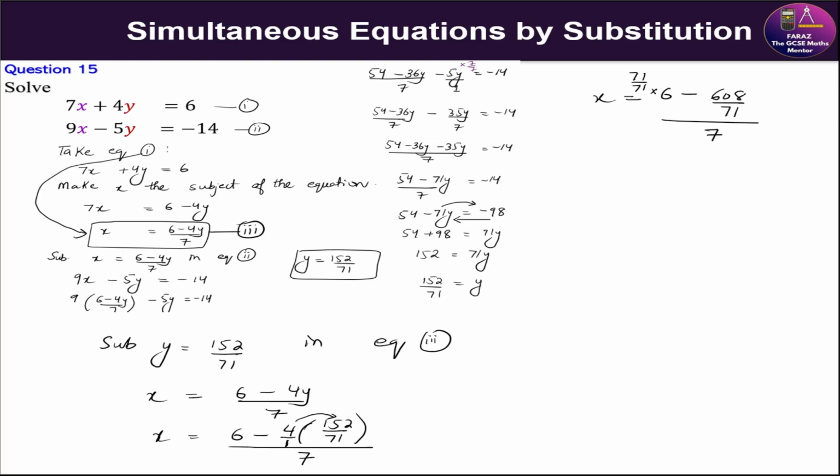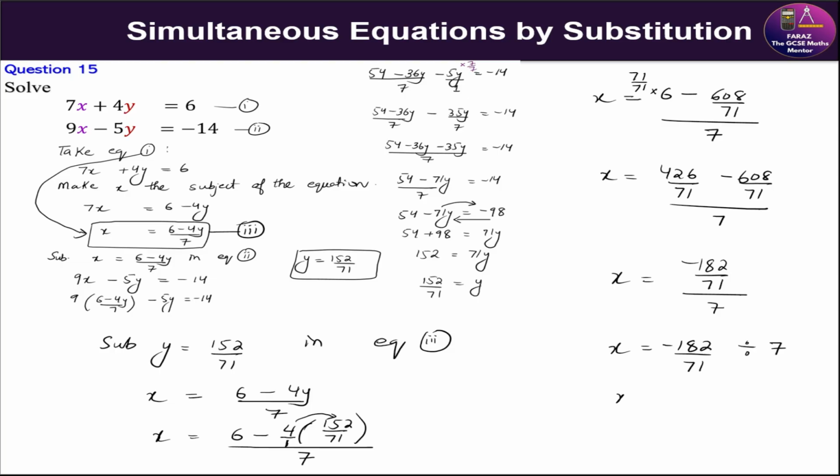Now to make the denominator same, you have to multiply 6 by 71 over 71. Therefore it will look like this: 71 times 6 would become 426. So 426 over 71 minus 608 over 71, all over 7. And therefore 426 minus 608, that is negative 182 over 71 divided by 7. It means we can rewrite it in this way: x equals to negative 182 over 71 times 1 over 7.